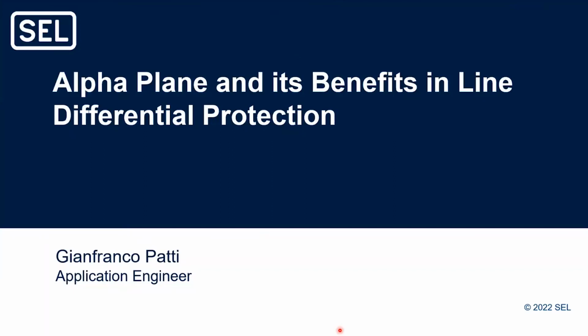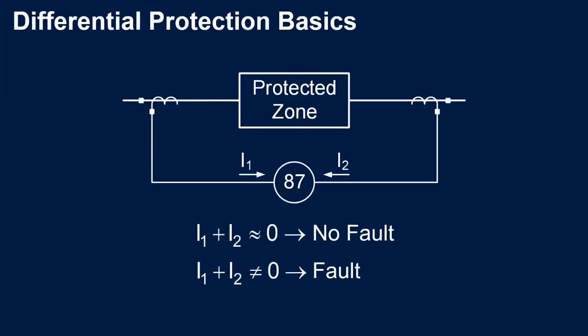And we'll be talking about the line differential protection, particularly the SEL patented operating characteristic called the alpha plane. So let's begin. First, let's talk about the general concept of a differential protection for any element on the power system. We'll have a protected zone that will be defined by the position of the CT around it, like we can see here.